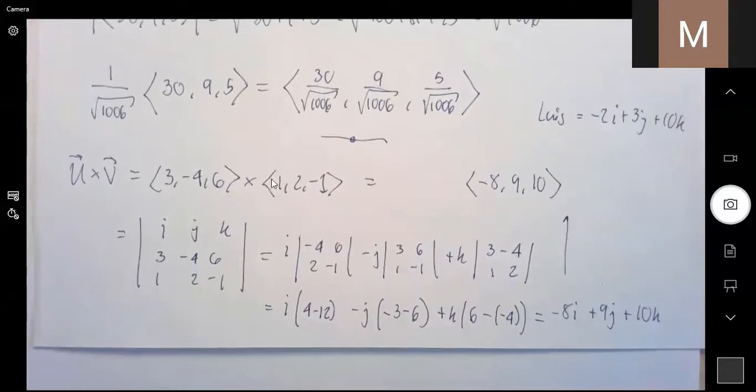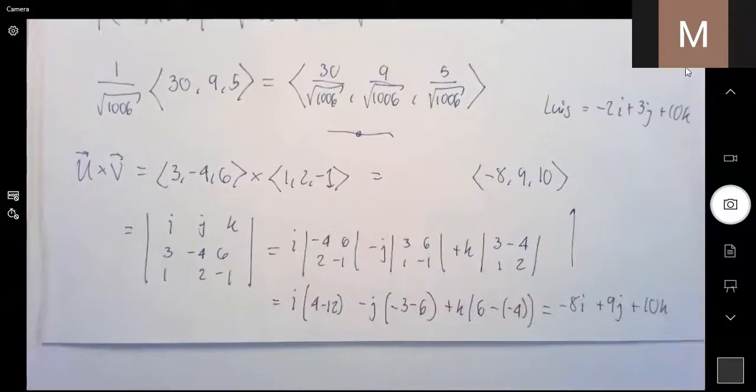So 3, -4, 6, 1, 2, -1. That was the first one I did. Wrote the determinants, did them here. So 4 - 12, and -3 - 6, and then 6 minus -4, so that's +4, and my answer was -8, 9j, 10k, right? As an easy check, you can always do the dot product with the previous ones to see if you are correct or not.